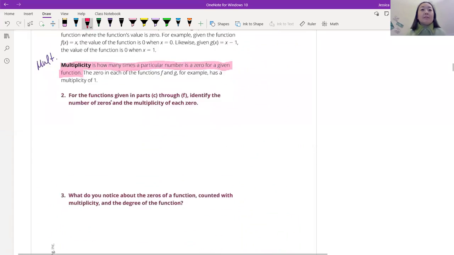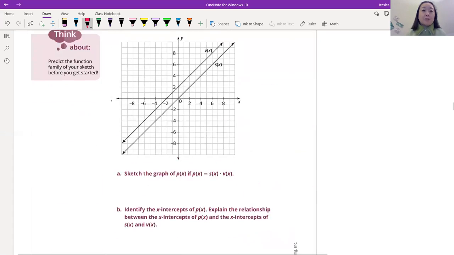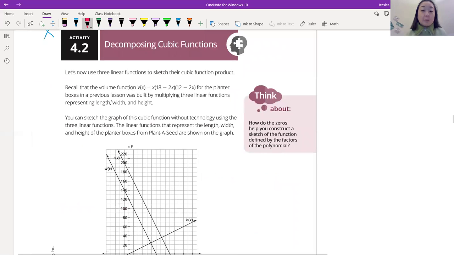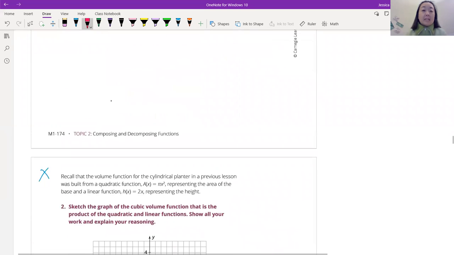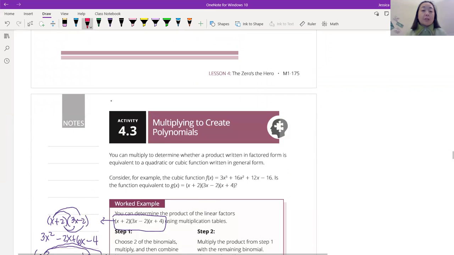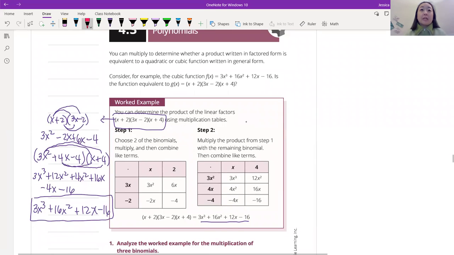All right, moving on. So we're going to do a whole bunch of skipping, skip 1, 2, skip a few. If you want to take a look at them, it's quite interesting because it literally does decompose the cubics. So if you were taking a look at this one right here, the g of x, the x plus 2, that's linear. 3x minus 2, that's also linear. And x plus 4, that is also linear. So if you multiply 3 linear binomials, what would you get? You would get a cubic. That's what you end up with. You end up with funkiness, right?